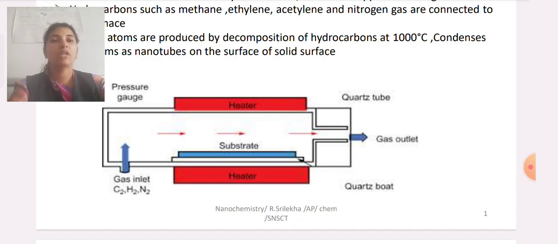The solid substrate, which contains catalysts like iron, cobalt, nickel supported on magnesium oxide or aluminum oxide, is kept inside this furnace. The hydrocarbons such as methane, ethane, acetylene and nitrogen gas containers are connected to this furnace. Carbon atoms produced by the decomposition of the hydrocarbons at 1000 degrees Celsius condense on the cooler surfaces of the catalyst and form nanotubes. The catalyst plays an important role in the formation of CNT, and the following different CVD techniques have been developed to synthesize nanomaterials.